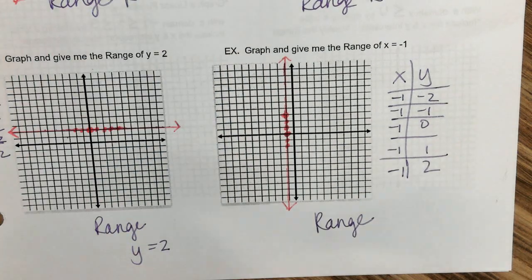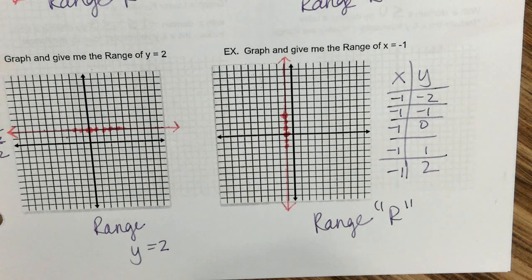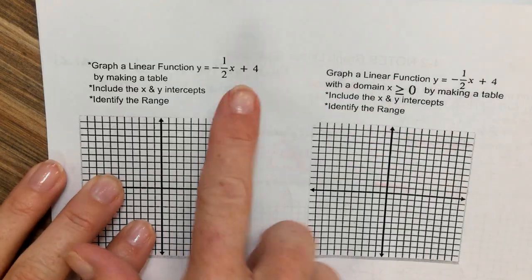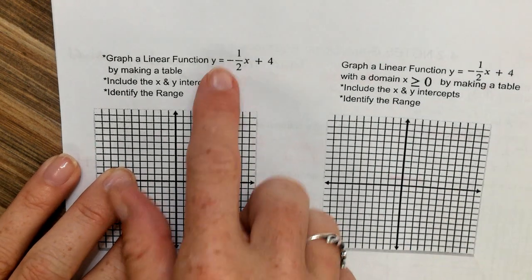I heard one person. What's the range? Because it's going to keep going up forever and it's going to keep going down. That range is the y's, up and down, so all real numbers. The domain would be x equals -1. The range is all real numbers. Skip the next one. Skip this one, but let's just look at it real quick. We're not going to do it.